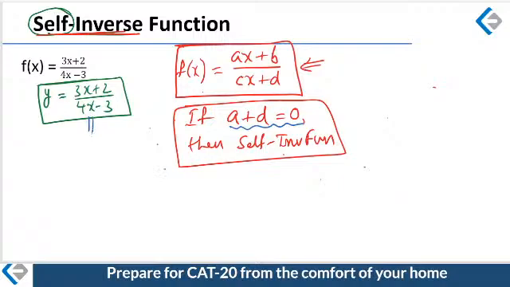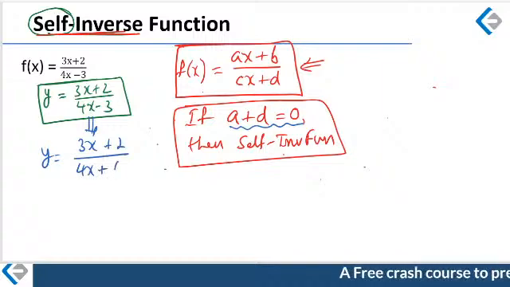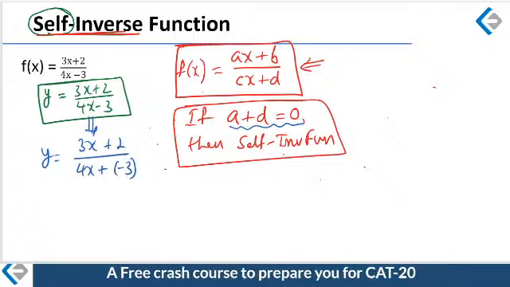Now take a look at this function, my friends. Let's rewrite y is equal to (3x plus 2) divided by (4x minus 3). That's how you would have written this function, because you want to write it in this particular shape. What is the shape here? There should be a plus sign here and a plus sign here. If I write it in this particular shape, that's how it looks.